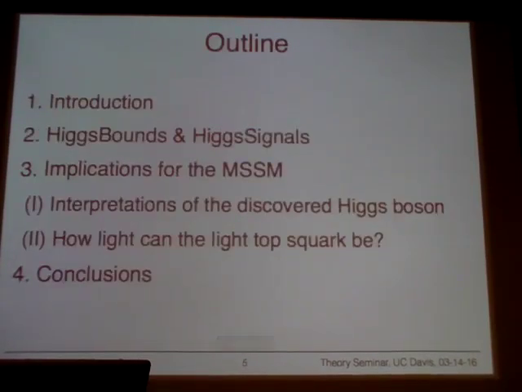Okay, so this is the outline after this introduction. I will tell you a little bit more about these two codes, especially about HiggsSignals, and then I will use these codes to really study the implications for the MSSM. And there I will address two questions. First is what are the possible interpretations of the discovered Higgs boson within the MSSM? And if I have time, I will also ask how light the light top squark can actually be?